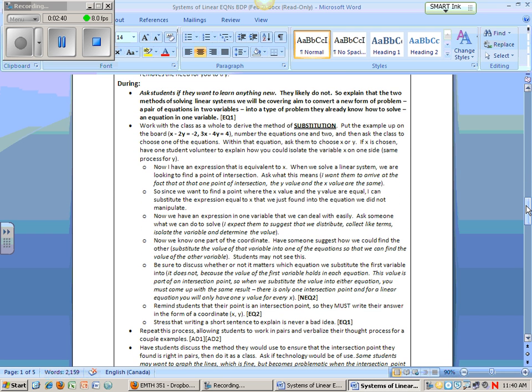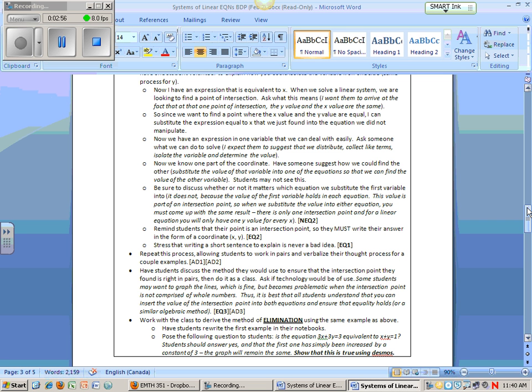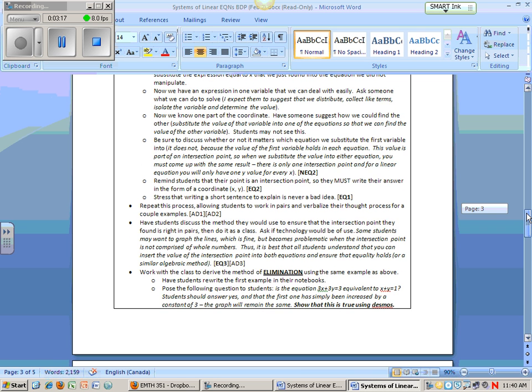Then, as a class, we went through a few examples of how you would do substitution. We started with that one, basically arbitrarily, because it was something they should already know how to do: substitute something into another thing. After that, I let them work in pairs to verbalize the thought process for a couple of examples. I had 3 in my lesson. Then I had them discuss the method they would use to ensure the intersection point they found is right, did it as a class, and asked if they would use technology. I also had some general ideas of how people would want to do it.